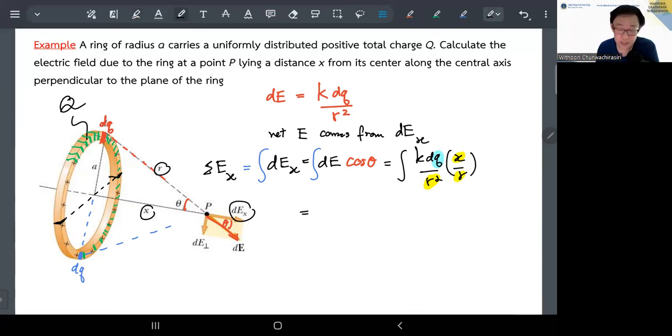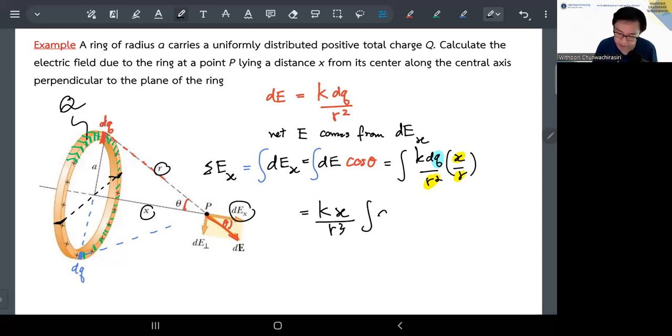Pull out the constants. K is constant. What else is constant? Even though it looks complicated and the problem uses X, R, or whatever, wait a second: X is constant in this one because it's the distance from the center of the ring to point P. So actually I can pull out the X. And once X is constant, A is also constant, the radius of the ring. R is constant. Oh my God, so nice.